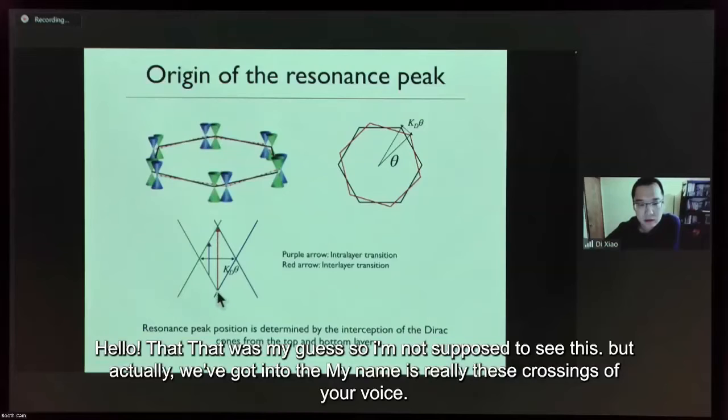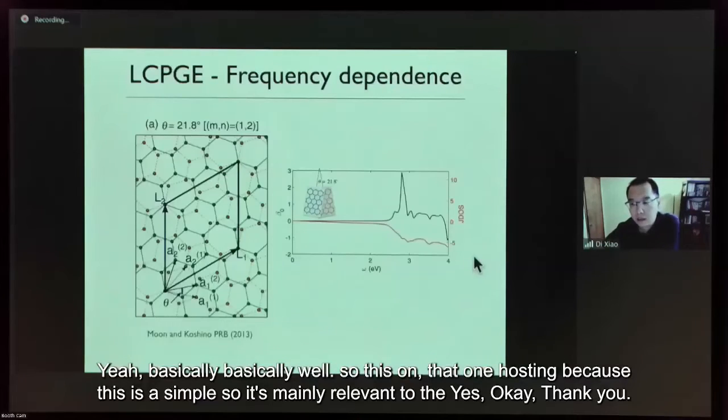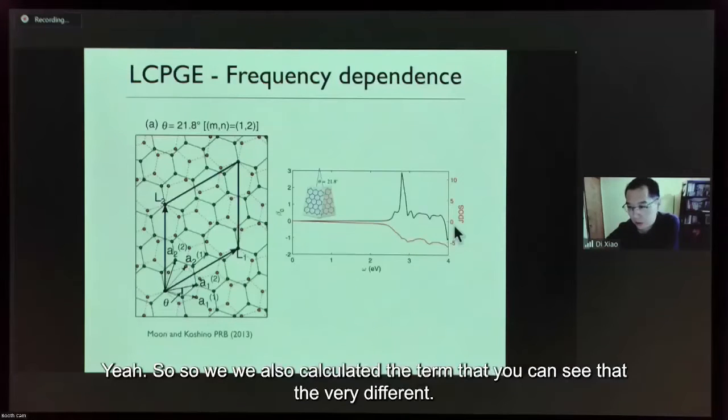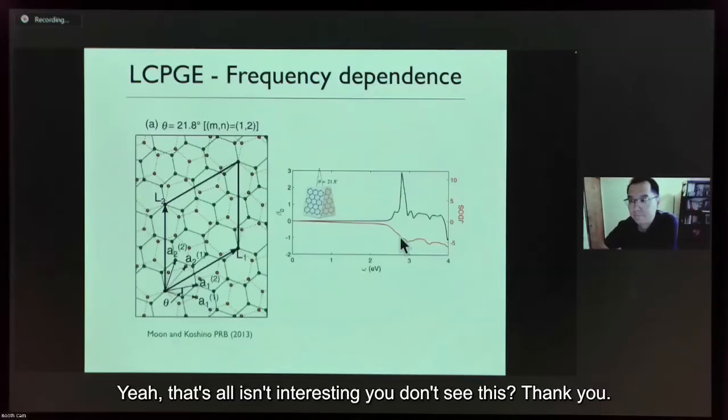Okay. But these are not the Van Hove singularities, because this is a circular difference, so it's mainly related to the chirality of the system, right? Yes. Okay, thank you. Also, we calculated the joint density of states, and you can see that it develops very differently. It doesn't have the dip structure. That's what is interesting: you don't see the circular dichroism where the density of states is high. Thank you. All right.